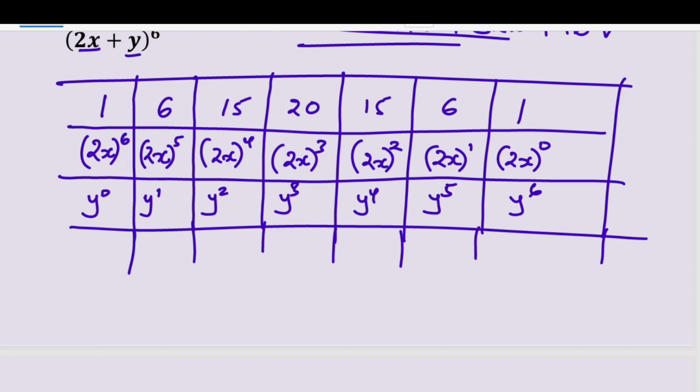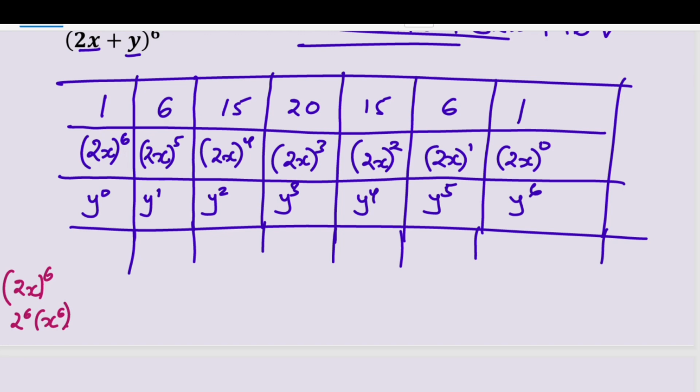So in this case, be very careful. If you're having 2x raised to power 6, that one means it is 2 raised to power 6 by x raised to power 6, because the entire 2x is raised to power 6. So you need to find the value of 2 raised to power 6, and 2 raised to power 6 is 64.